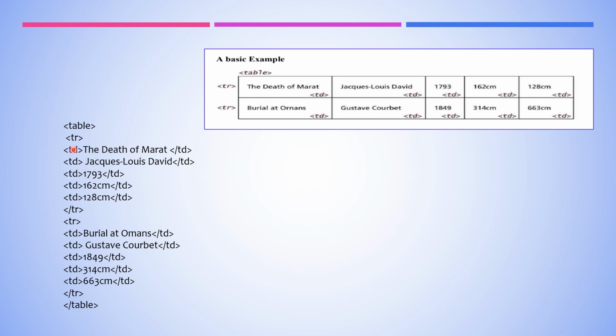Here the tr defines a row in a table and td defines a cell in a table. After opening the td tag, we should close the td tag. And even after opening the tr tag, we should close the tr tag. And finally, we are closing the table tag.